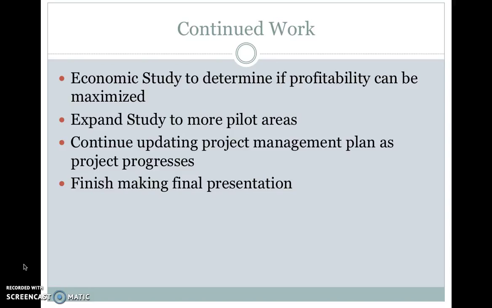In the future, we will need to conduct an economic study to determine if profitability can be maximized. We will also want to expand the study to more pilot areas. We should continue updating the project management plan as the project progresses and finish making the final presentation as well.